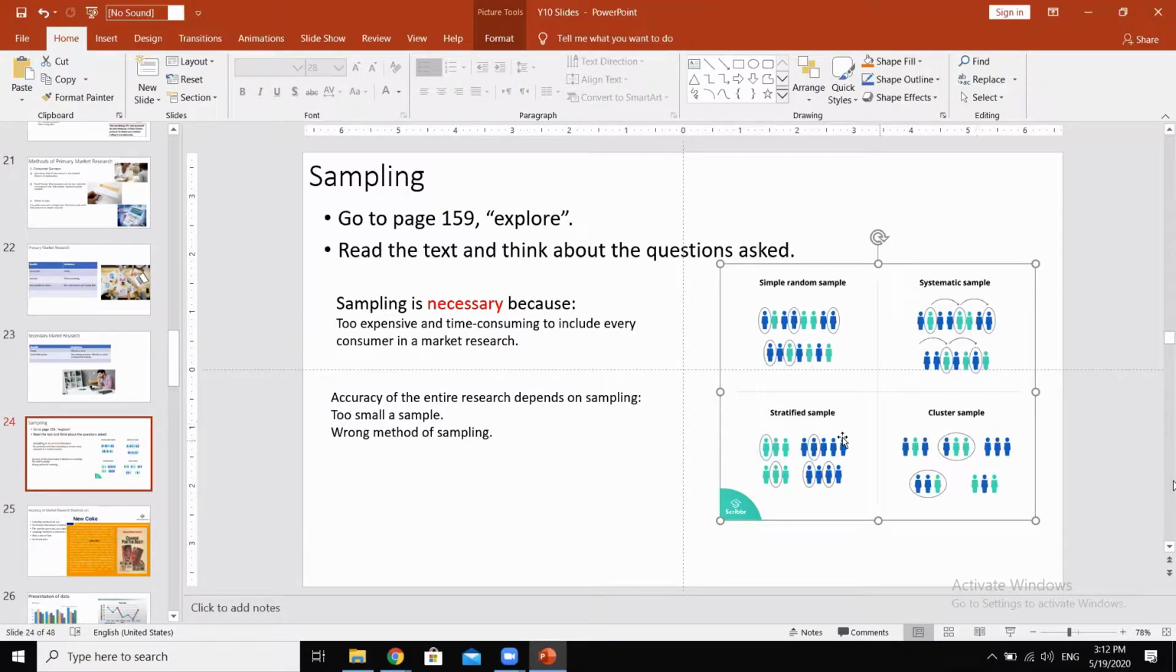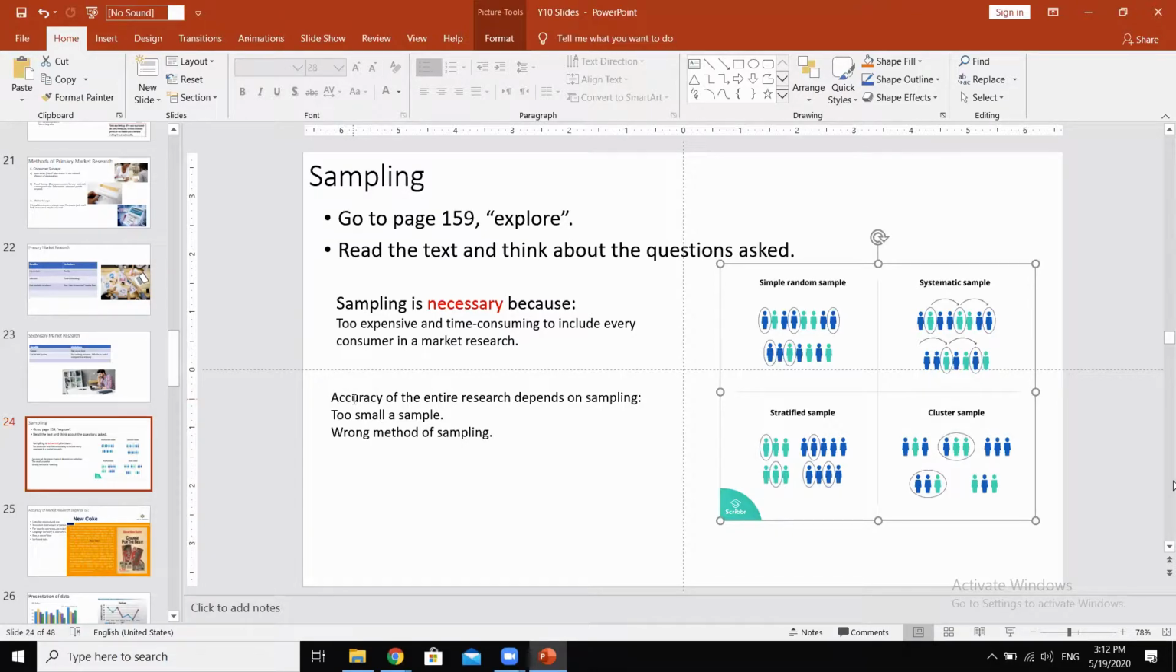And you also have cluster sampling and stratified sampling. Stratified, basically every nth person in your group gets selected for in your sample. As I said, it doesn't matter which method you use, we have to do sampling. Okay, the accuracy of the research depends on how you collect the sample.